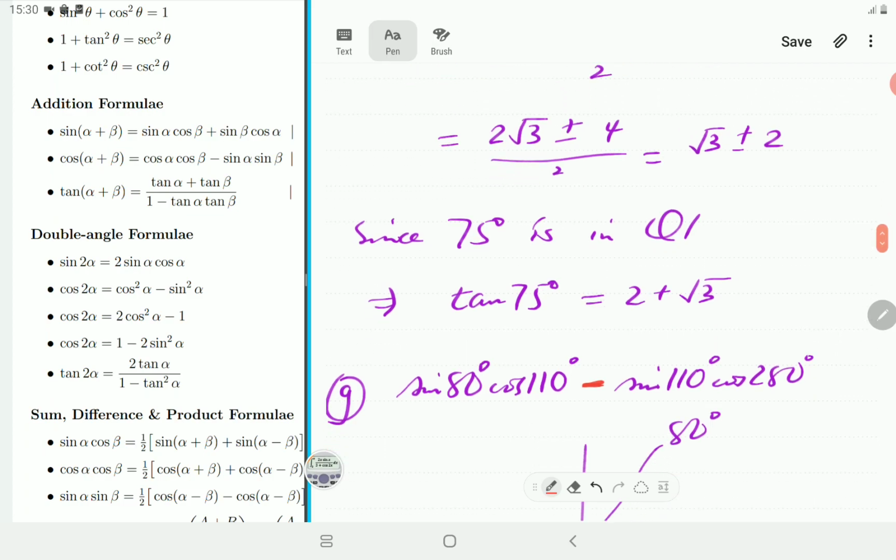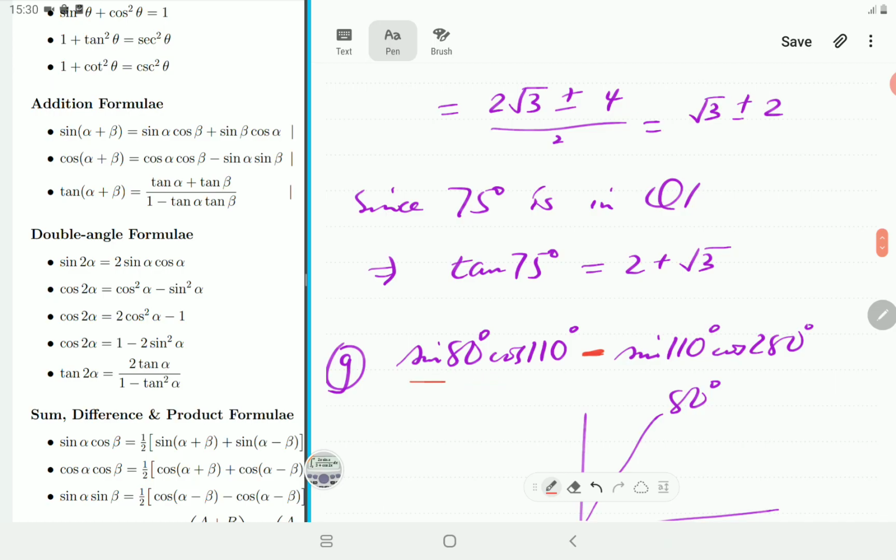And then for this one, this has sine and cos, so it looks like this trigonometric formula here. However, on the first term I've got 80 and 110, in the second term I've got 110, but the other one is 280, so we need to make a link between these two.